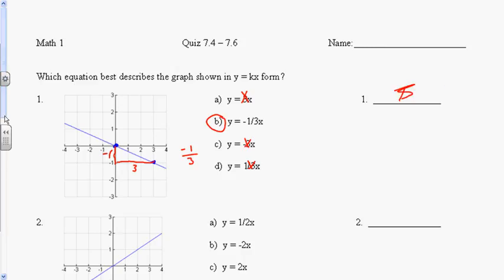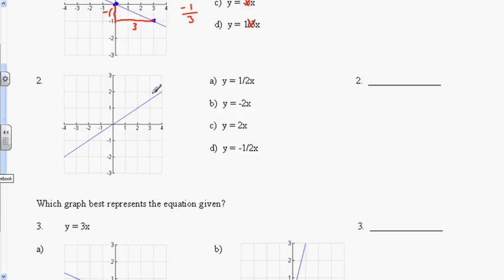Number 2, same type of question. Y-intercept, which all of them have, so we're looking for slope. And again, that's the same as tangent, and that's the same as variation constant. So we look where the line crosses another crosshair. That gives us the slope of up 1, which is positive direction, and right 2, positive direction. So rise over run. That would give us A.